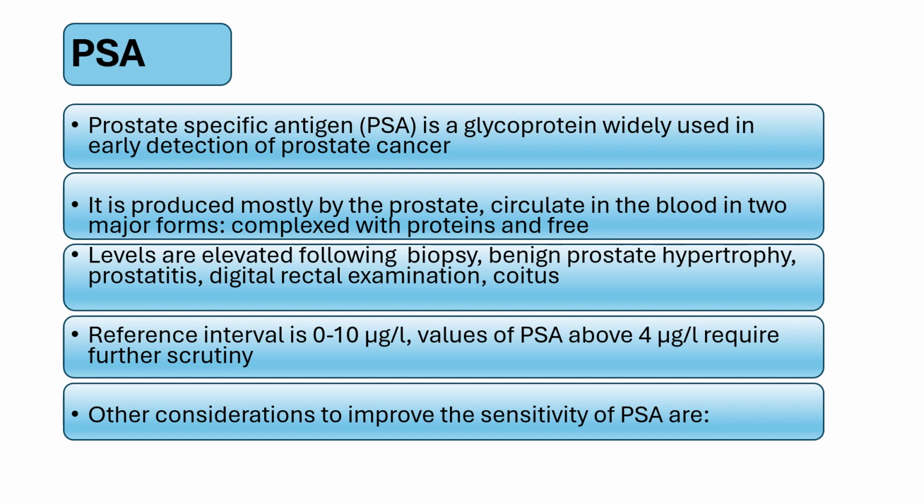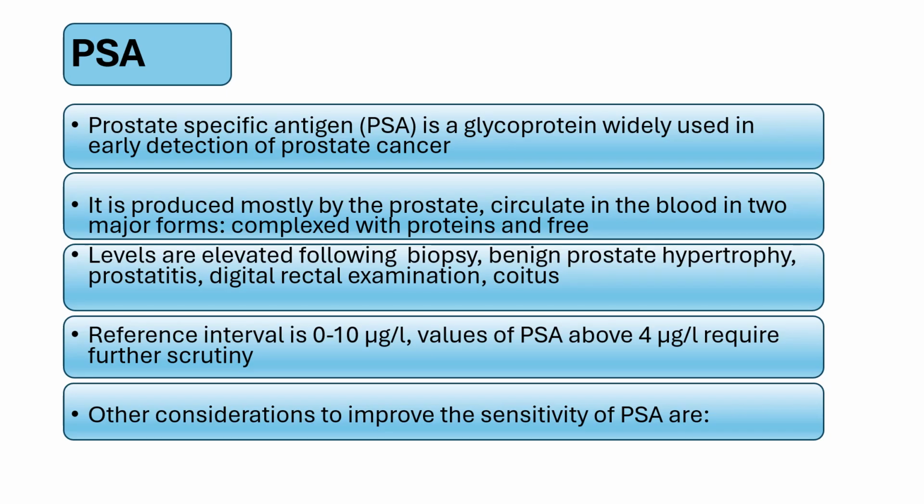It is secreted by the prostate gland and circulates in blood either as free or bound to proteins. Levels of PSA may be elevated in pathological conditions like prostate cancer and benign prostatic enlargement, and in other non-pathological conditions like patients who just had a rectal examination and after a coitus.